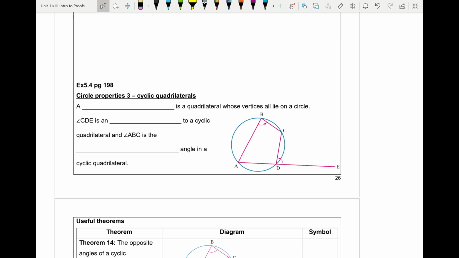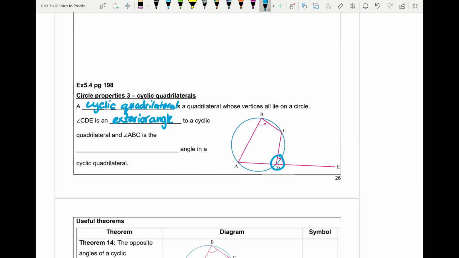So a cyclic quadrilateral is a quadrilateral whose vertices all lie on a circle. The angle CDE that we have over here in this diagram, so this angle just here, is an exterior angle to a cyclic quadrilateral. Okay, exterior meaning outside, angle meaning angle.